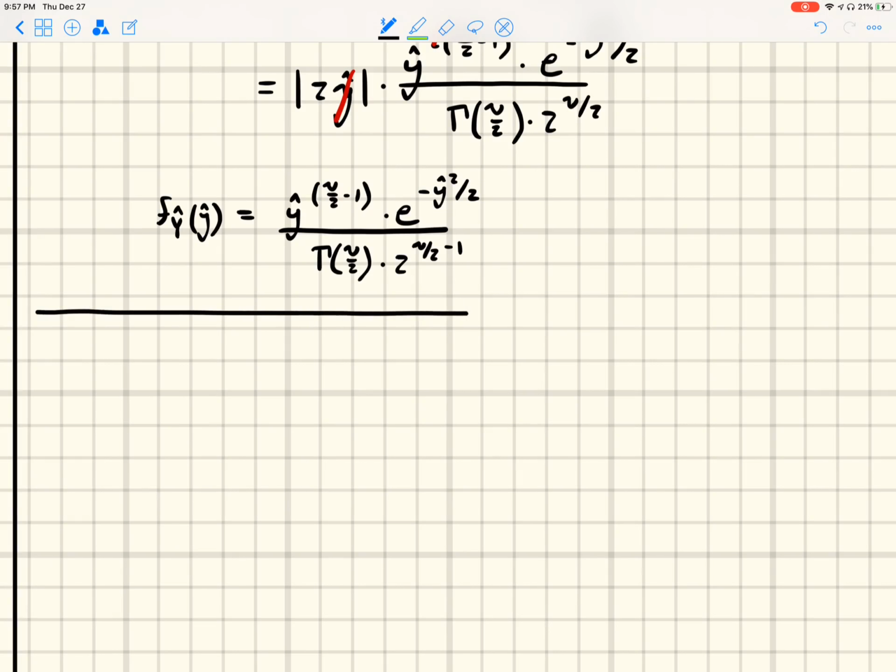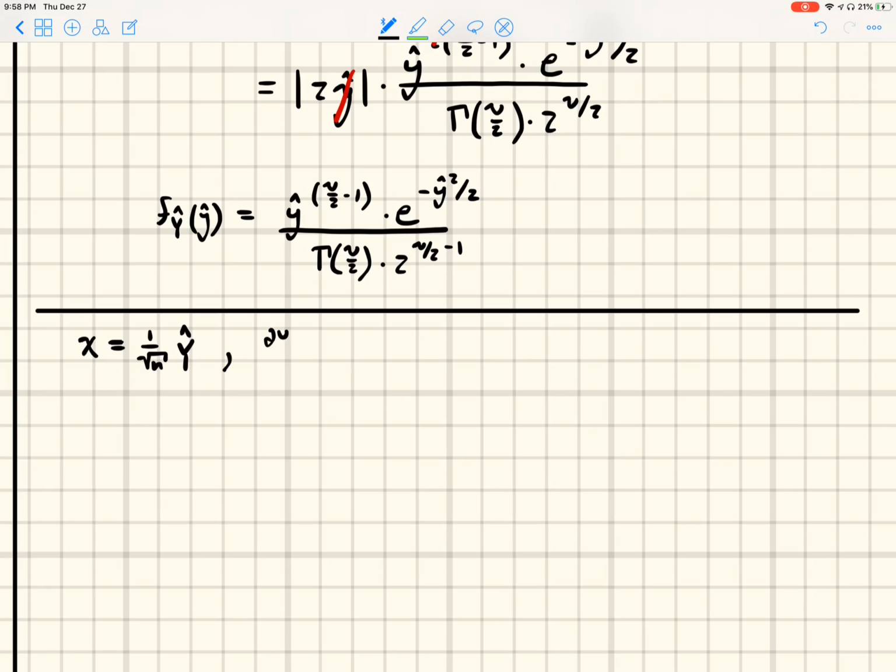So we have the probability distribution function for the square root of y, but now we need the square root of y divided by the square root of n. So we're going to define a new random variable, x, and we're going to call it y hat divided by the square root of n. Now, foreseeing a little bit, we're going to just take the derivative with respect to x. We're going to get square root of n.